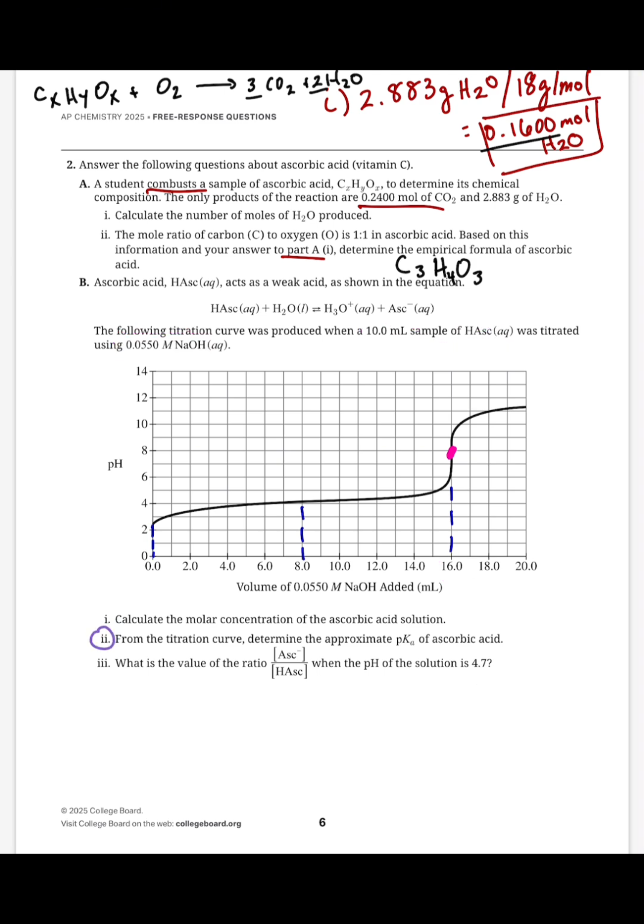For II here, it's saying from the titration curve, determine the approximate pKa value of the ascorbic acid.